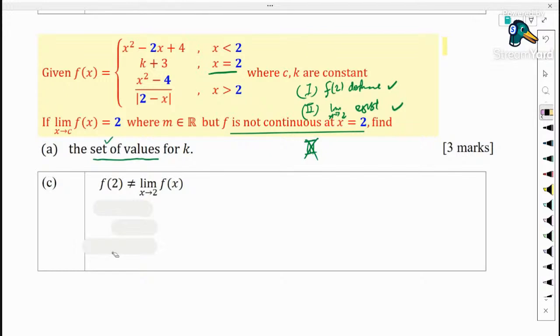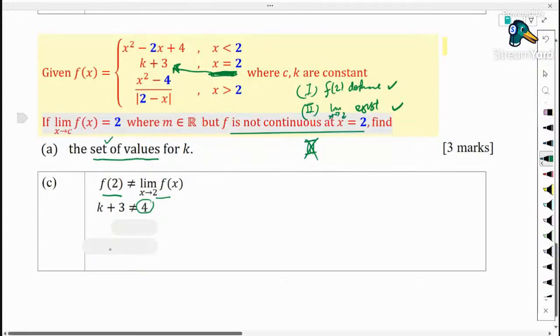And what is f(2) and what is the limit as x approaches 2? In order for us to calculate the answer for k, for f(2), we substitute 2 inside the function. In this case it is a constant function, k plus 3. So f(2) is k plus 3. The limit as x approaches 2 for f(x), we already found out in our calculation just now.